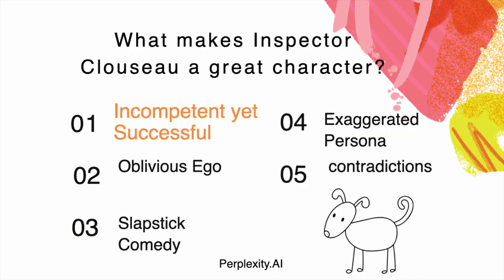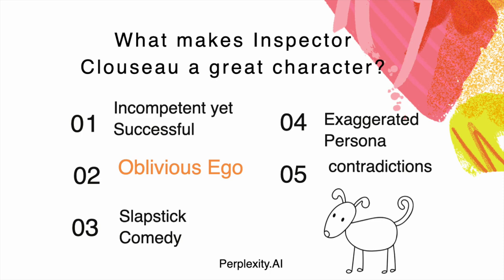Well, it looks like the AI nailed Clouseau's character. Incompetent yet successful. Despite being woefully incompetent, clumsy, and lacking intelligence, Clouseau somehow manages to solve his cases and catch the culprits, albeit entirely by accident. Oblivious ego. Clouseau is immensely egocentric and pompous, convinced he is a brilliant detective destined for greatness despite his constant failing.